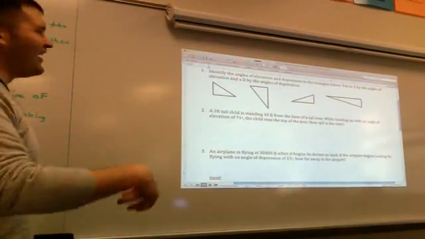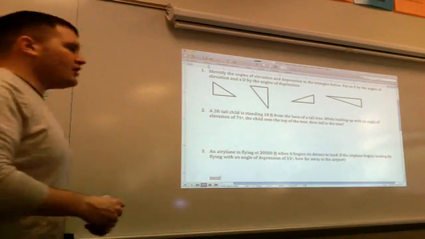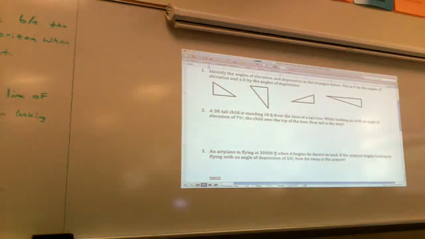Okay. All right. First one, number one, and I want you to think to yourself as you work through this. Identify the angles of elevation and depression in each triangle below. Put an E by the angles of elevation and a D by the angles of depression.